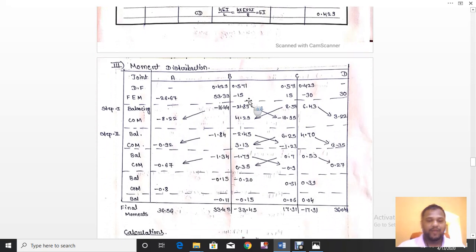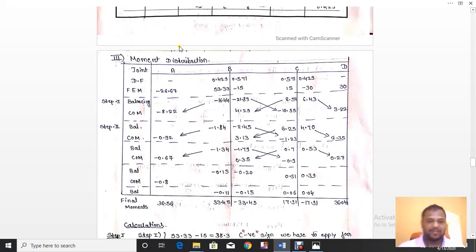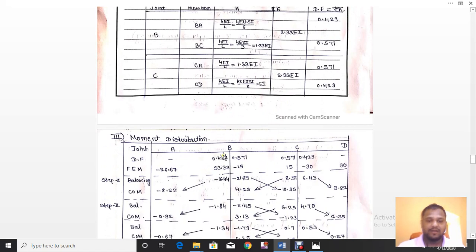We will move further. A very important point in the moment distribution method is that we need to carry out this table. Firstly we write the joints A, B, C and D. Next, I have to write the distribution factors. There is no distribution factor for A and D as they are end joints. Only intermediate joints have distribution factors, remember this. So I have written BA 0.429, BC 0.571, CB 0.571, CD 0.429.